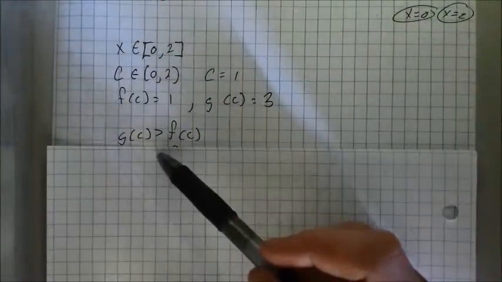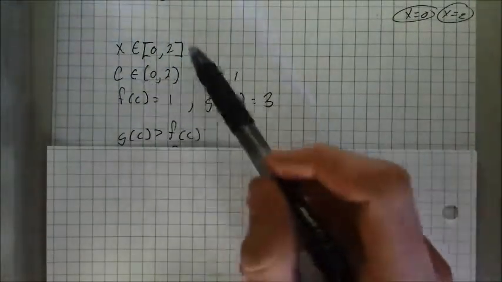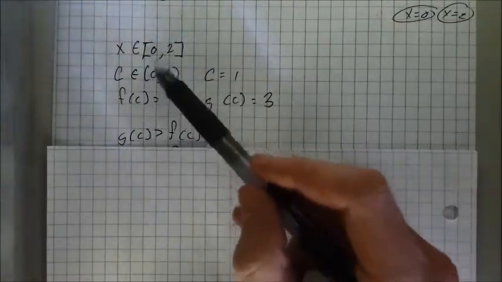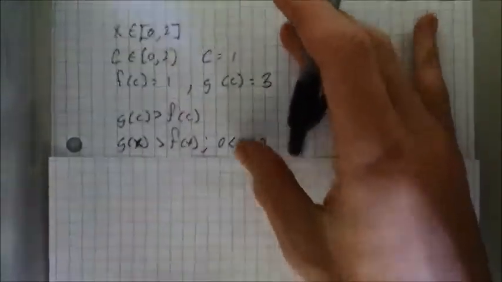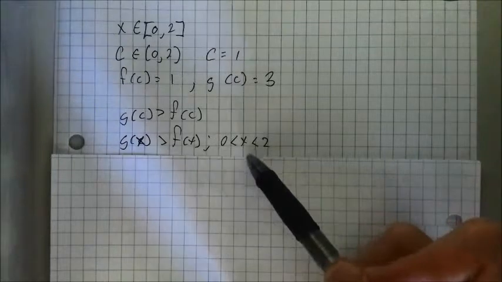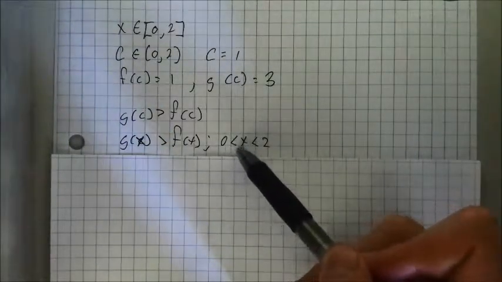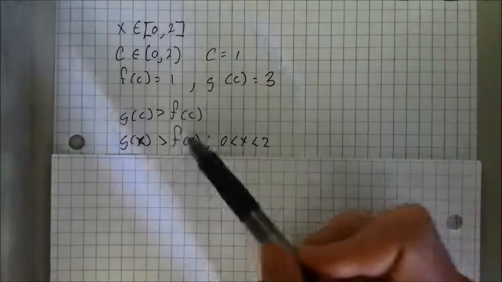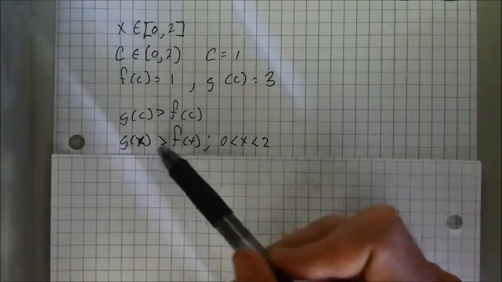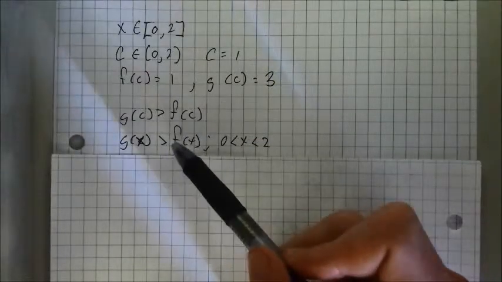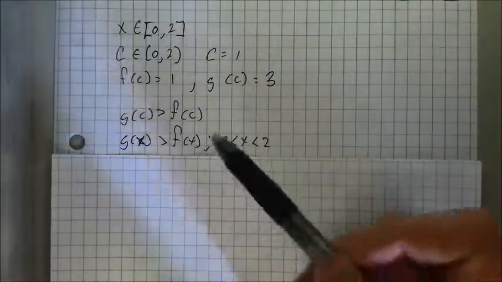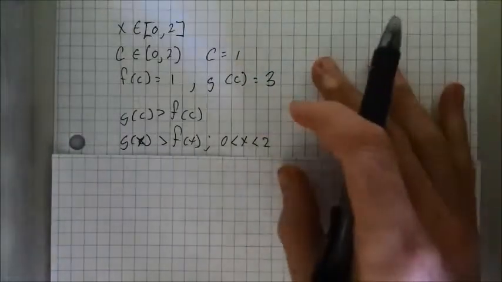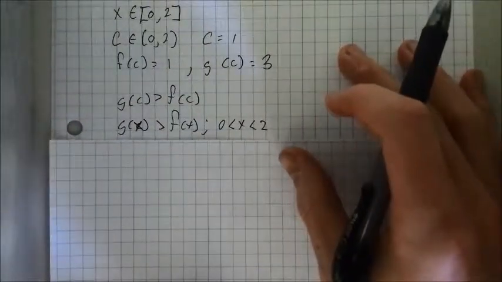g of c is greater than f of c. But because these graphs only cross at 0 and 2, this will be true for all values between 0 and 2, not inclusive. So we have g of x is greater than f of x on that interval. And it's not inclusive because if we were to have 0 is less than or equal to x is less than or equal to 2, then this would no longer be true because we would have to say g of x is greater than or equal to f of x, because at 0 and 2 they are equal. And we don't want to say that. That doesn't help. We want to say that g of x is greater than f of x, and so we drop the equality sign there.